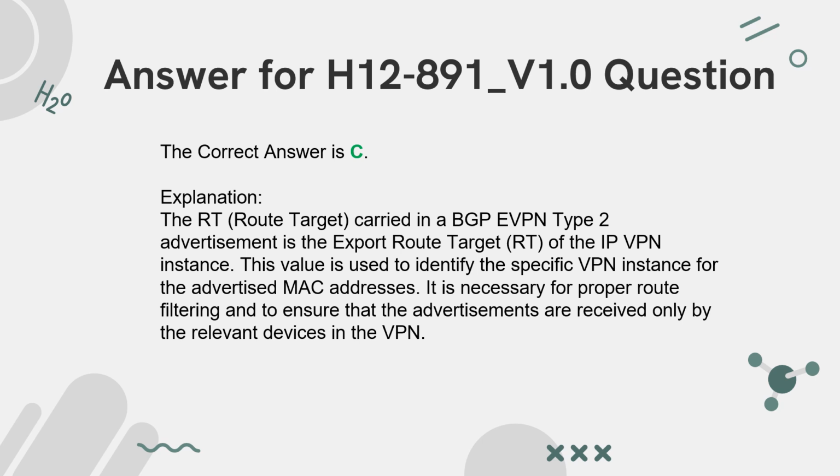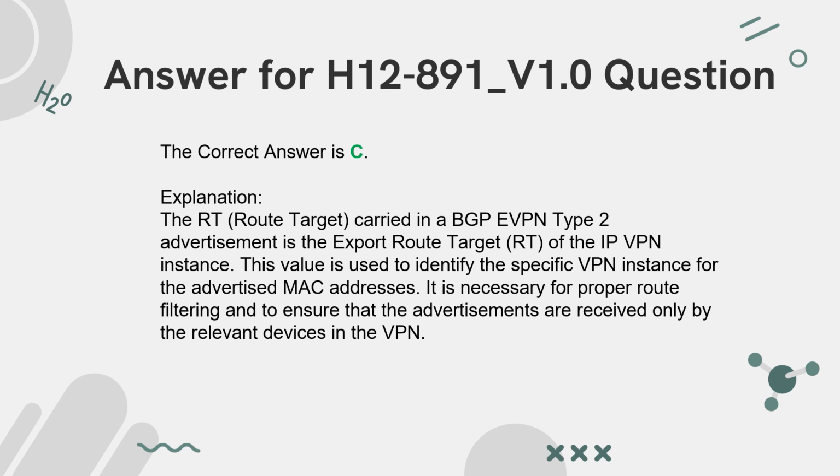The RT, route target, carried in a BGP EVPN Type 2 advertisement is the export route target, RT, of the IPVPN instance. This value is used to identify the specific VPN instance for the advertised MAC addresses. It is necessary for proper route filtering and to ensure that the advertisements are received only by the relevant devices in the VPN.